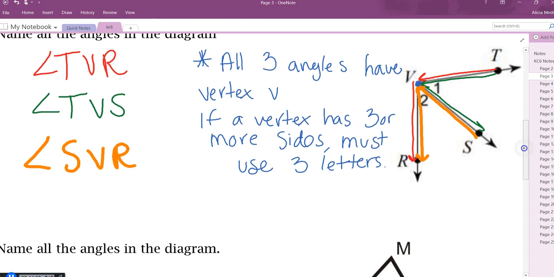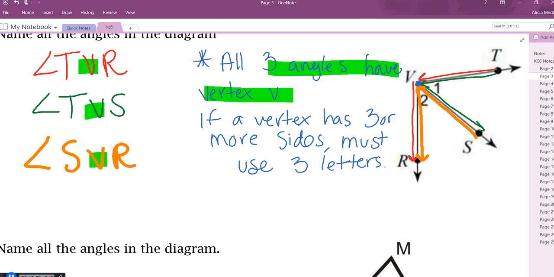And you do see, since V is the same in all, so all three angles have vertex V, what you notice is that V is in the middle of every single one of those angles. That is why you can't just say angle V, because that could be three different angles, which we just labeled.